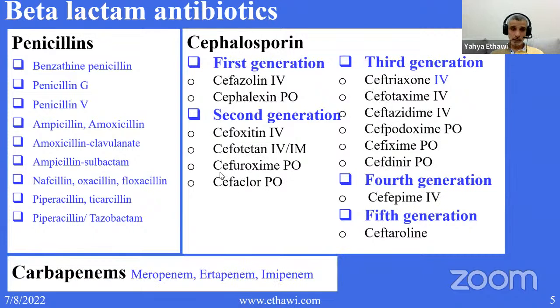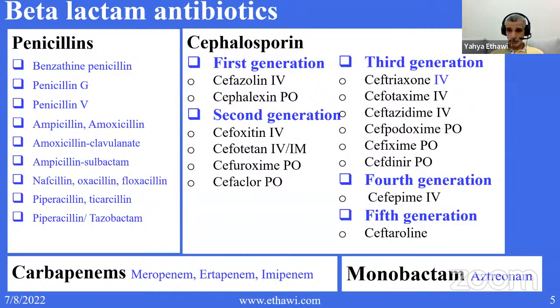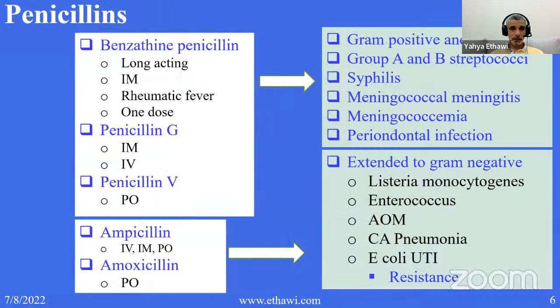We have also the carbapenem that include meropenem and imipenem. We have also the monobactam, which is the aztreonam. So let's start with penicillin.